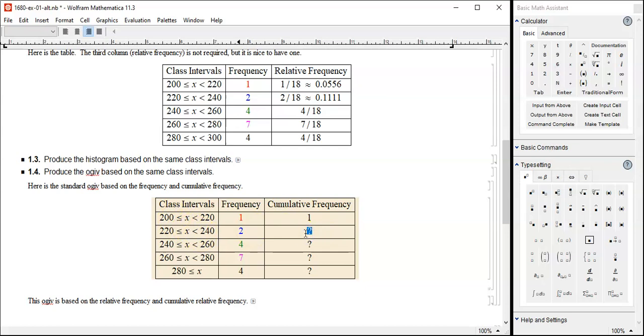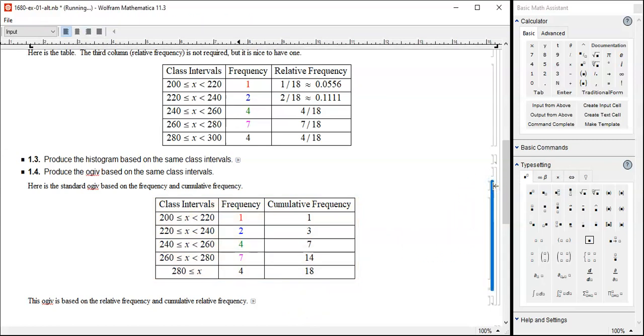So what are those? 1 plus 2, that's 3. And this one is cumulative again, from as small as 200 all the way to 260. So you have to add these up. Making sense? It's cumulative. And then next, 7 plus 7, so 14. And then for the final cumulative, you have to add them all up. That should be the total.